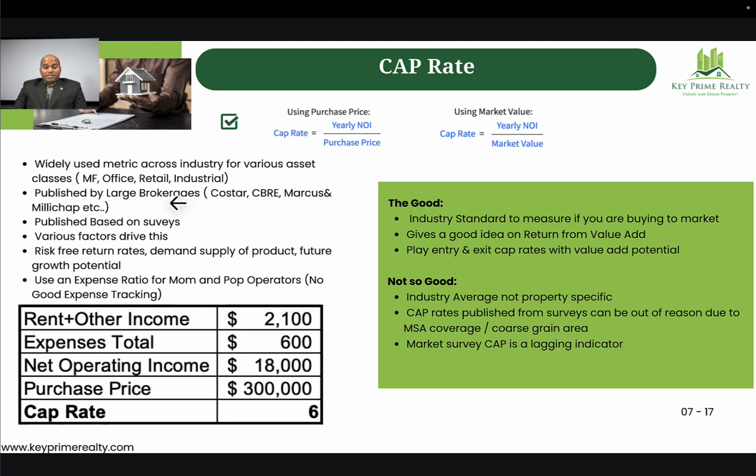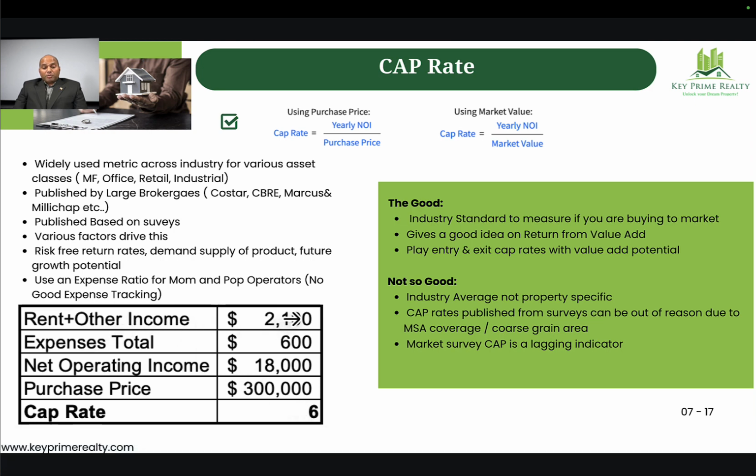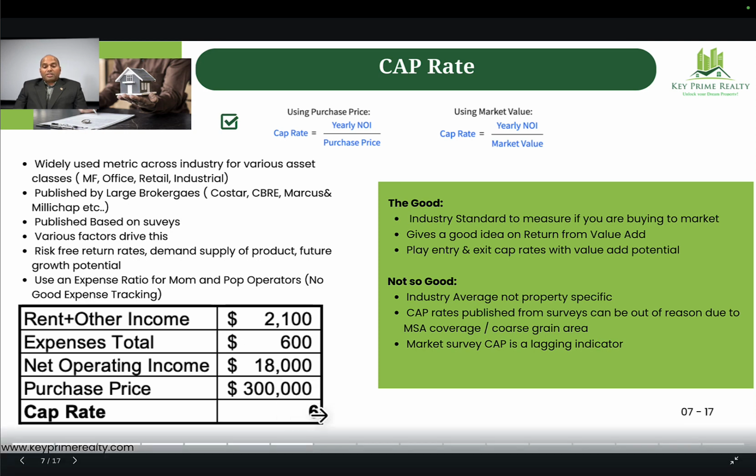So here in this example, this pitch deck, these slides will all be given to you after the presentation. So you'll have all this data. If I'm going through this fast, you might be able to get back to this and look at the presentation as well as the slides to understand. Just to see how the cap rate of 6 is arrived at in this example, we have rent plus other income of 2100, expenses total 600. That's a net operating income of 18,000 for the whole year. And then the purchase price is say 300,000 and the cap rate is 6.